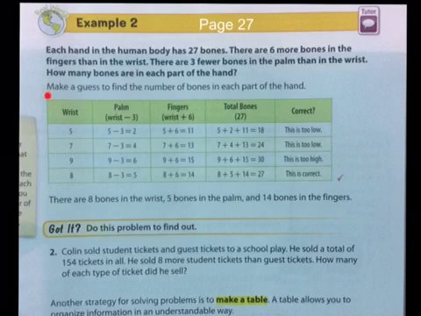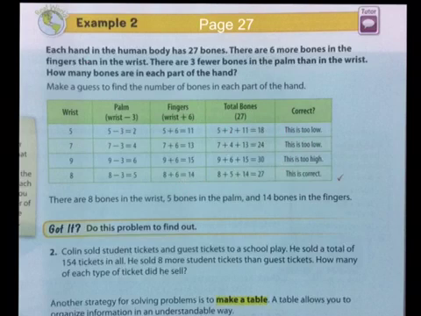So anyways, how can we use math to solve this problem? Well, here we're being told to make a guess to find the number of bones in each part of the hand. So we're going to use the other strategy where we make a guess and we check our work. So here are our guesses, 5, 7, 9, and 8 for the wrist. These are just guesses, and now we're going to actually check our work.